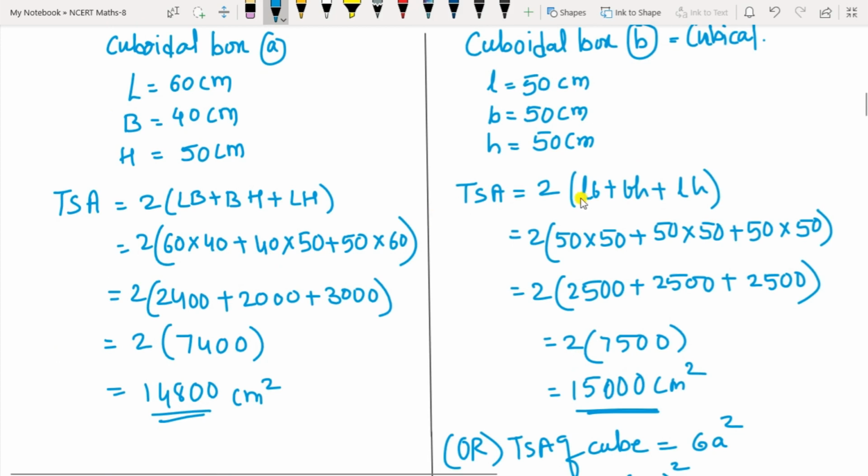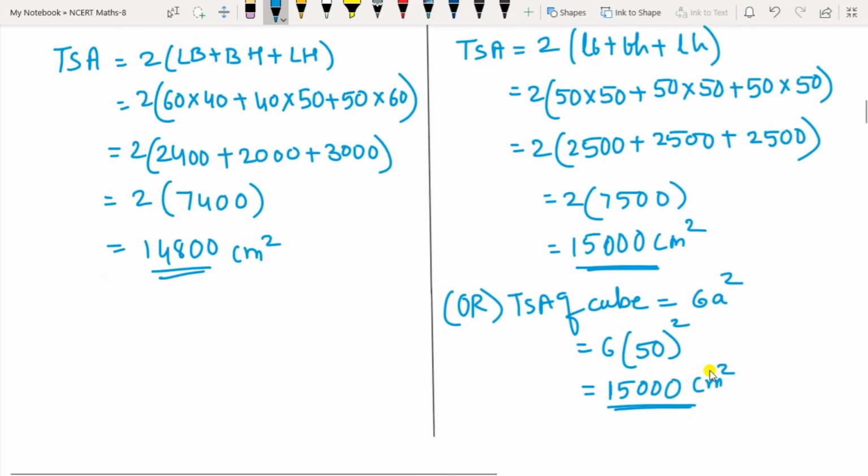So TSA equal to 2(LB + BH + LH). Everything is 50 here. Substitute the values of L, B and H as 50. You get the answer as 15,000 centimeters square. Now if you do it by cube formula, it will be TSA, total surface area of cube, equal to 6a square. So a is 50 here, and square it and multiply it with 6. You will get the 15,000 centimeters square.